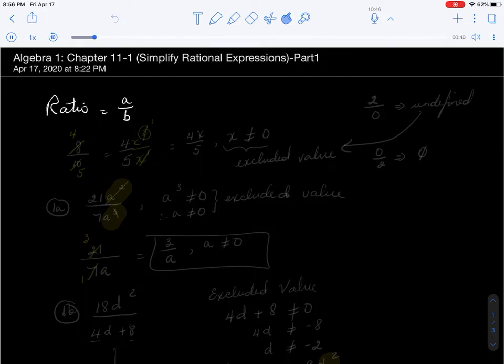Remember, let's say you have a ratio of 8 to 10. You're going to look at it, and they are divisible by 2. So that's going to give me 4/5. What happens if they have the x right next to it?